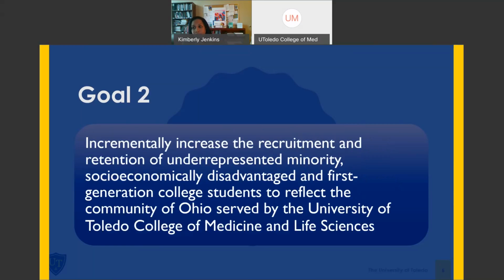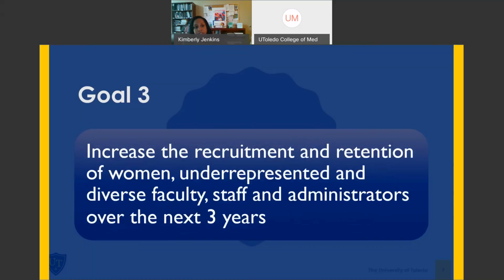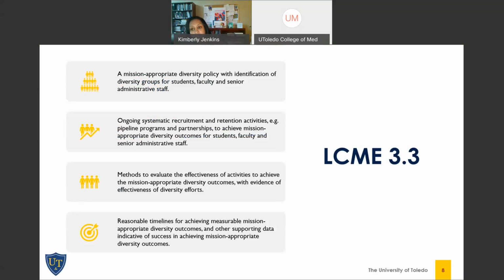Goal 2 is increase the recruitment and retention of underrepresented minority, socioeconomically disadvantaged, and first-generation college students to reflect the community of Ohio served. Goal 3 is increase the recruitment and retention of women, underrepresented, and diverse faculty, staff, and administrators over the next 3 years. And these are in line with the LCME Standard 3, Element 3 accreditation standards, where we are charged to have ongoing systematic recruitment and retention activities surrounding improved diversity outcomes for our students and faculty.